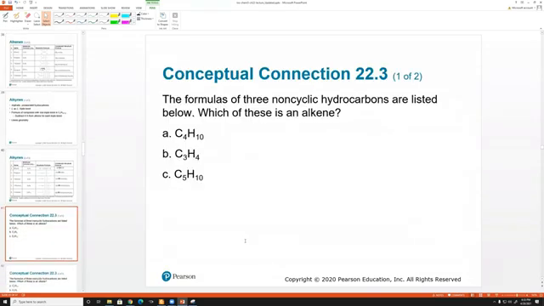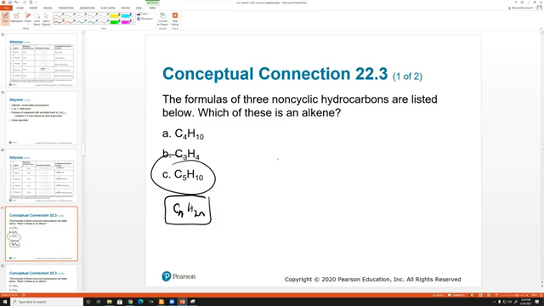Okay, so for which of the 3 non-cyclic hydrocarbon formulas listed below is an alkene? I like the answer for C. C is a good answer. All right, so it's C. Let's draw it, because first of all, we have the formula CnH2n. That's the formula for alkenes.